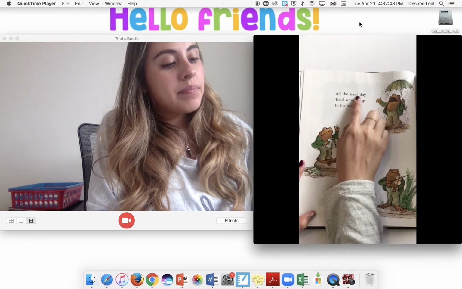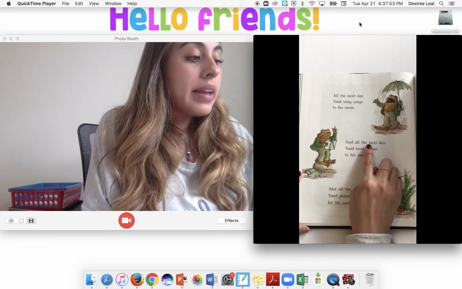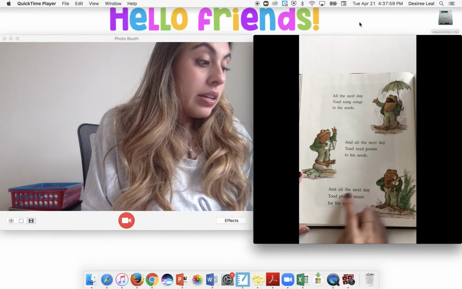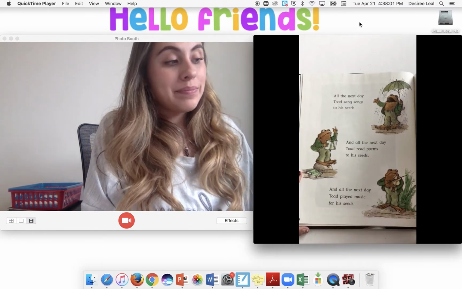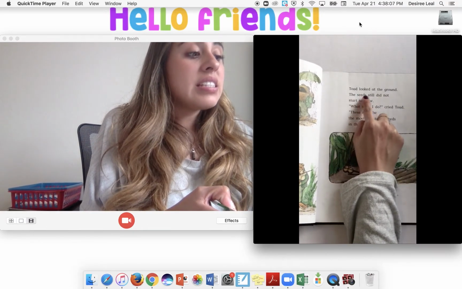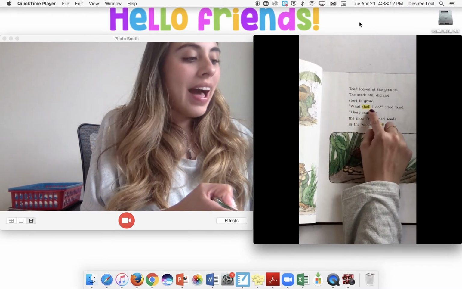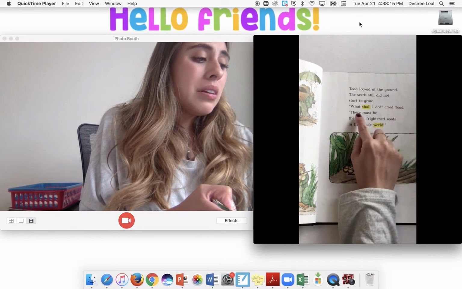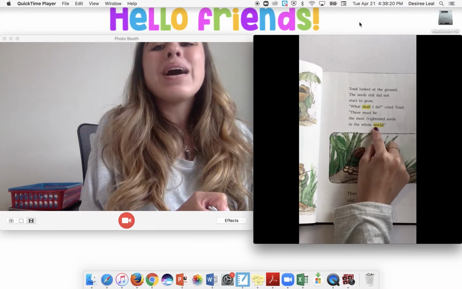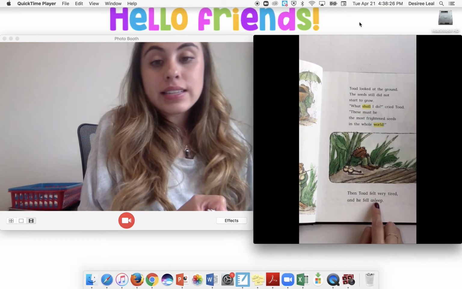All the next day, Toad sang songs to his seeds, and all the next day, Toad read poems to his seeds, and all the next day, Toad played music for his seeds. Toad looked at the ground. The seeds still did not start to grow. "What shall I do?" cried Toad. "These must be the most frightened seeds in the whole world." Then Toad felt very tired and he fell asleep.